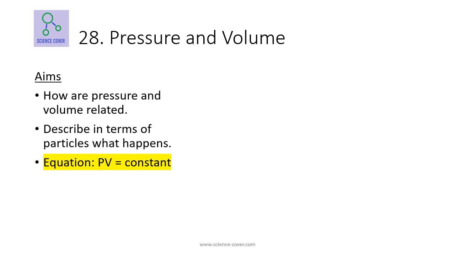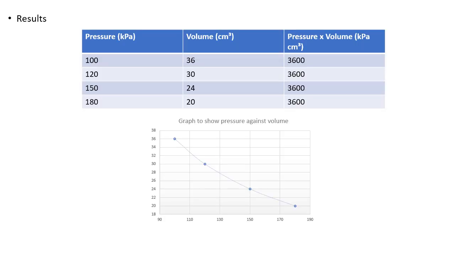Let's look at how we can use the relationship between pressure and volume as an equation. We showed earlier in the video that an increase in the pressure decreases the volume. But if we multiply the pressure by the volume, then what we see is that we end up with a constant value.